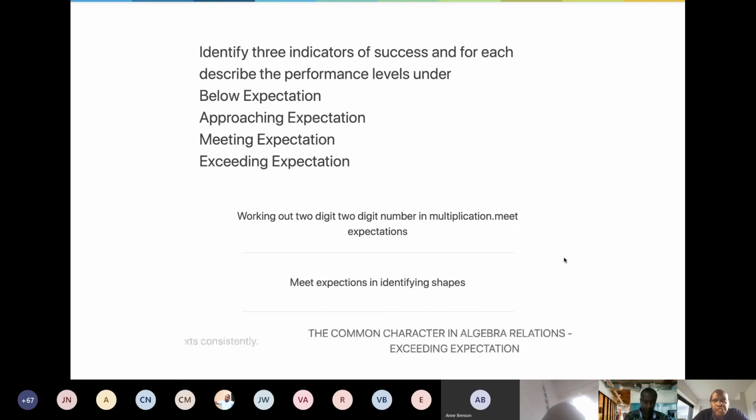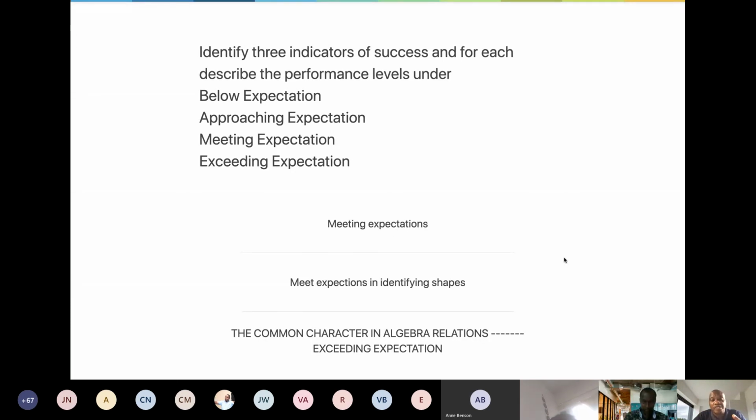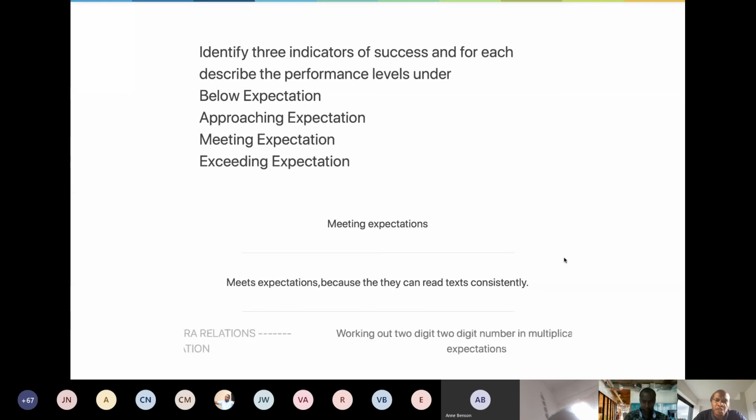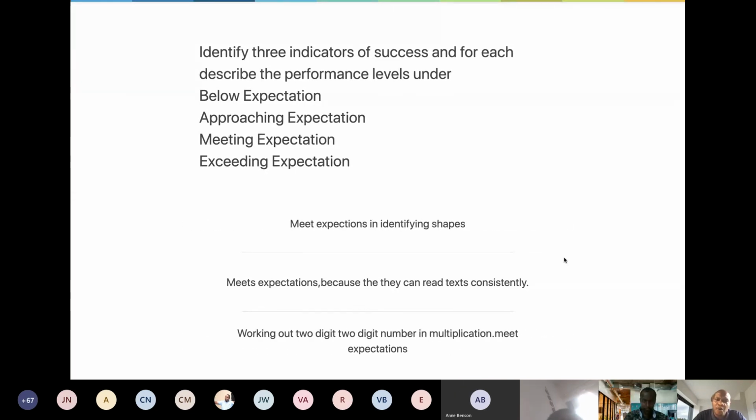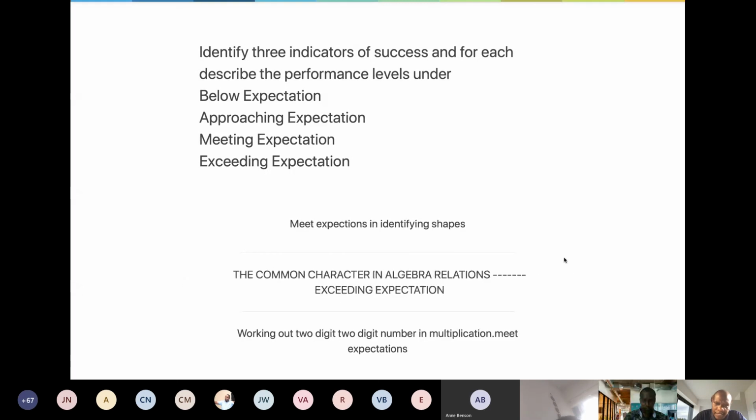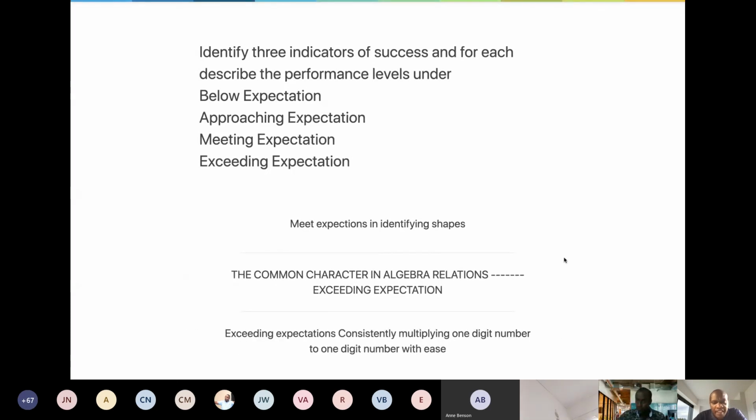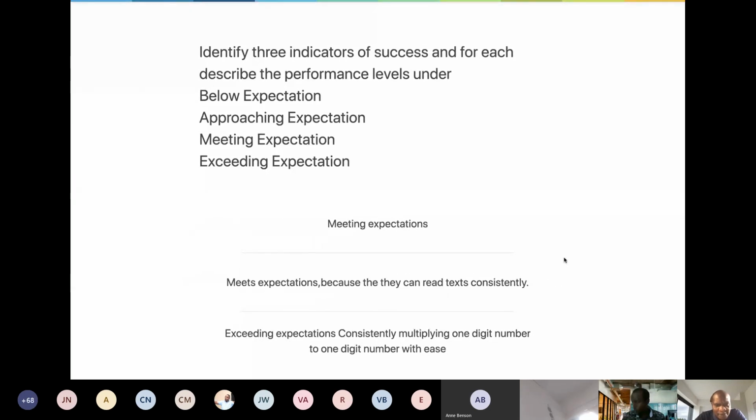So remember, for each performance, you have to give the four levels. Meeting expectation is what you'll expect, but there are some students who will be approaching expectation, and there are some who will be exceeding expectation. So you have to give all four levels at each of the applications. Okay, somebody has said exceeding expectation, thank you. But you need all four levels. I'm looking for one who will give all four levels.